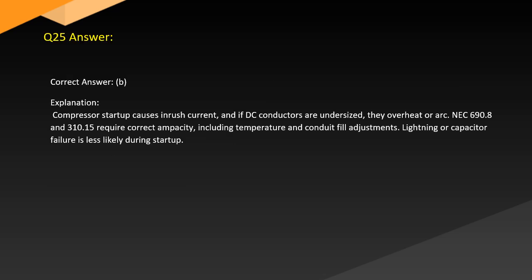Answer. Correct answer: B. Explanation. Compressor startup causes inrush current, and if DC conductors are undersized, they overheat or arc. NEC 690.8 and 310.15 require correct ampacity, including temperature and conduit fill adjustments. Lightning or capacitor failure is less likely during startup.